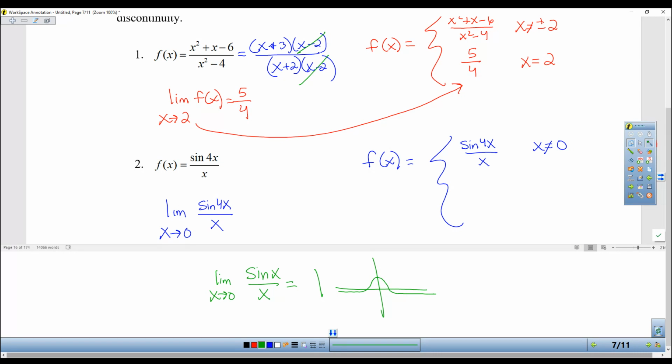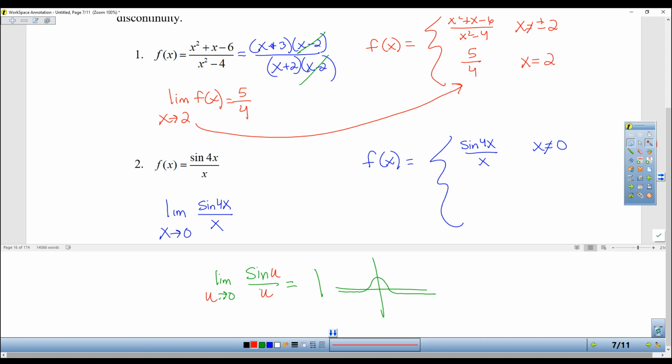Okay. So I want you to really think about this. We're going to do this a lot this year. What if I called this u instead of x? What if I called this u, the limit of sine of u over u as u approaches 0? Meaning anything could go there. It doesn't have to be x.